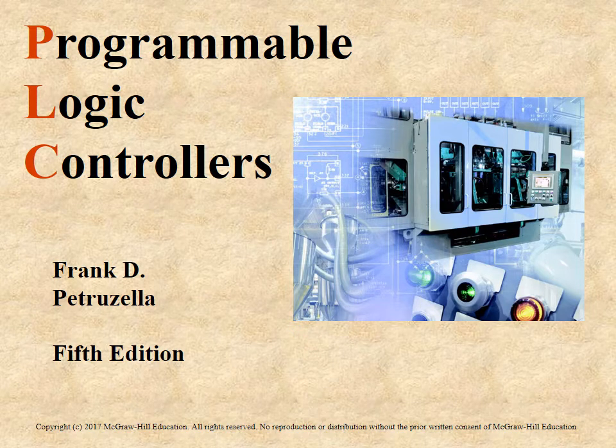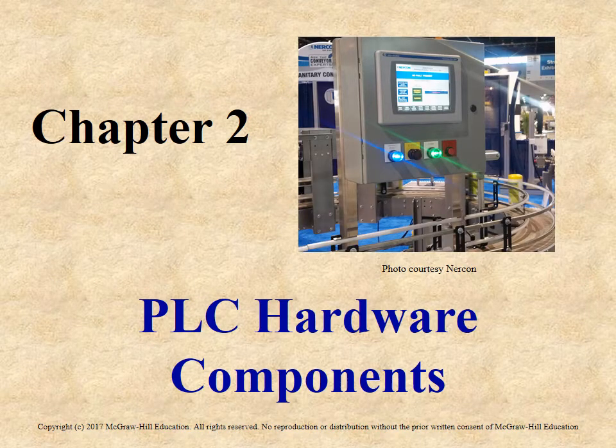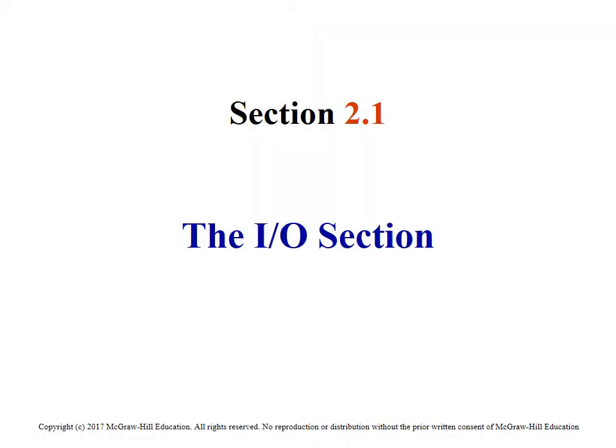Okay, here we are, chapter 2, EO 164 online version. It is here in chapter 2 we're going to be talking about PLC hardware components, starting out with section 2.1, I/O section.